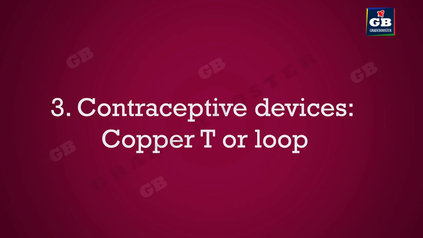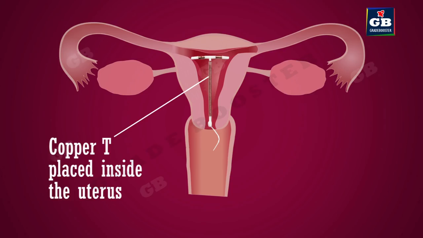3. Contraceptive devices. Example, copper T or loop. The loop or the copper T is placed in the uterus to prevent pregnancy. They can cause irritation and lead to various side effects.